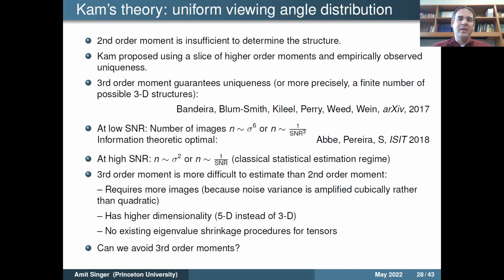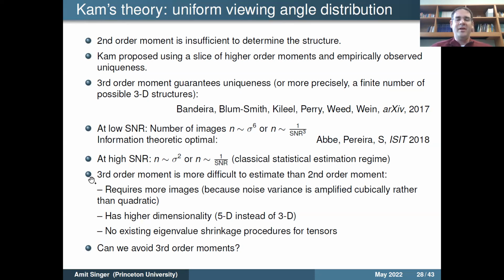Now, on the other end, we know that at high SNR the story is different. At high SNR the number of samples that you would need is proportional to 1 over the SNR, not 1 over SNR cubed, because then you can actually estimate common lines and do averaging or synchronization, and the story is very different.